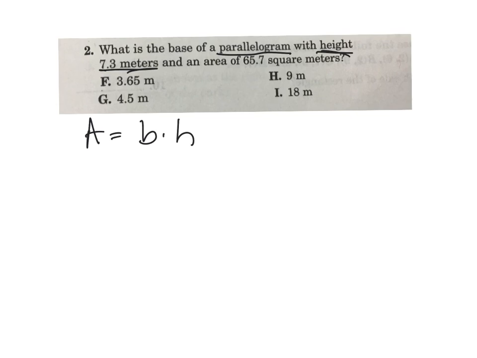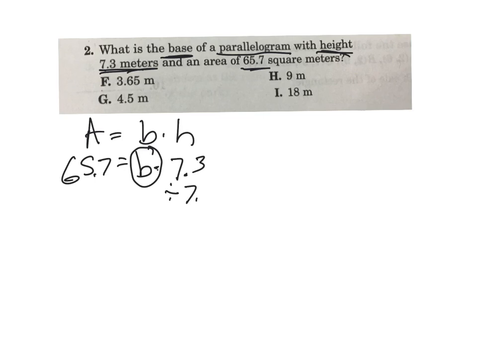All right, now, hopefully you've had a chance. I do see the height is 7.3. I'm going to replace the h with 7.3. Do I know my base? What is the base? Nope, so that's going to be there. Do I know my area? 65.7. So 65.7 equals base times 7.3. I want to find my base. It's being multiplied by 7.3. So I need to get rid of that by dividing it, doing the opposite. Divide that by 7.3 and divide this side by 7.3.